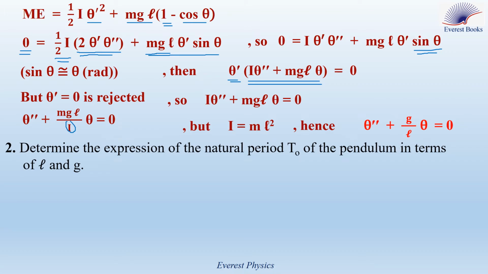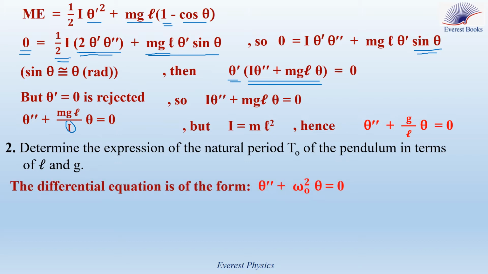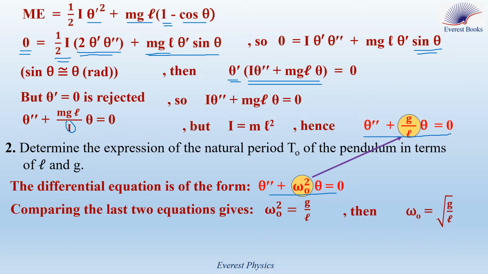Determine the expression of the natural period T0 of the pendulum in terms of L and g. Now the obtained differential equation is of the form theta double prime plus omega 0 squared theta equal 0. Now we want to compare this equation with this equation. So by comparing the last two equations, we get omega 0 squared is equal to g over L. Take the square root of both sides. So omega 0 is equal to the square root of g over L.